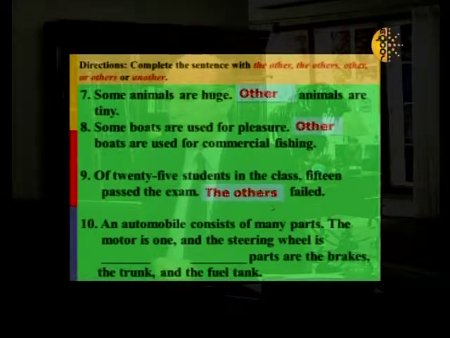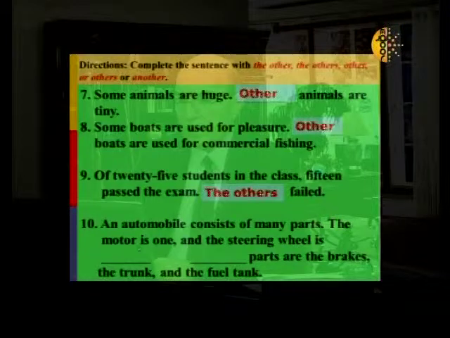The others. Again, see? This functions as a subject. And there is no noun over here. So that's why you have to say what? Because we refer to 10 students, you have to put S over here. The others means the other 10 students failed. Sentence number 10. An automobile consists of many parts. The motor is one, and the steering wheel is what?